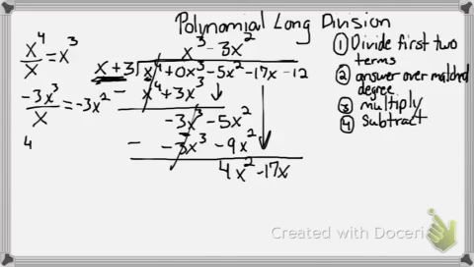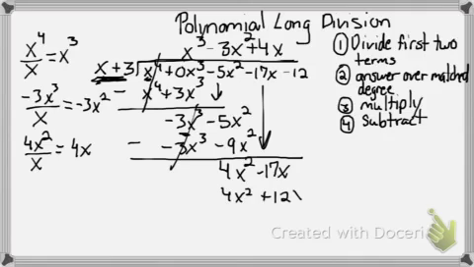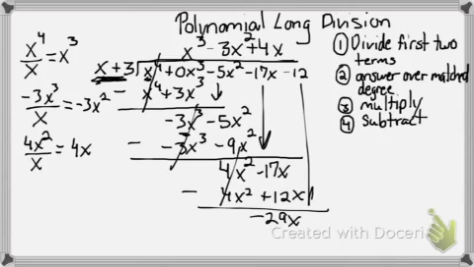Divide the first 2 terms, 4x squared divided by x gives me 4x. Put my answer over the matched degree. Multiply, I get 4x squared plus 12x, and then subtract. Those cancel. Negative 17x minus 12x gives me negative 29x. And bring down my last term.